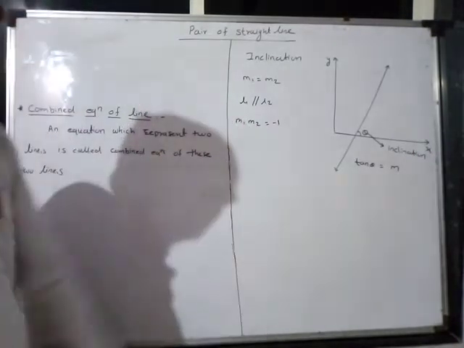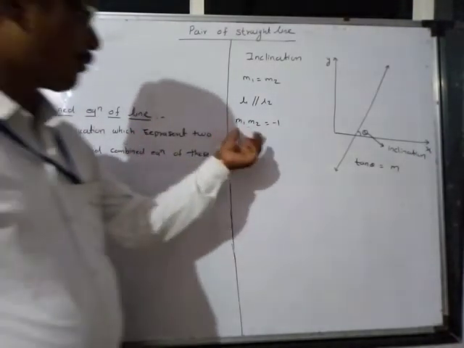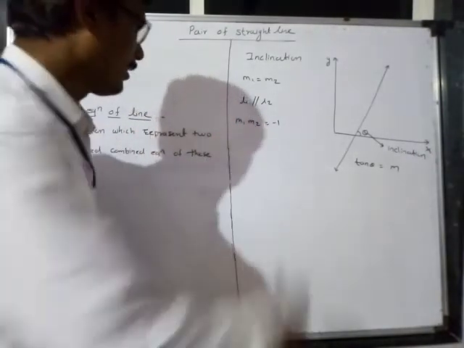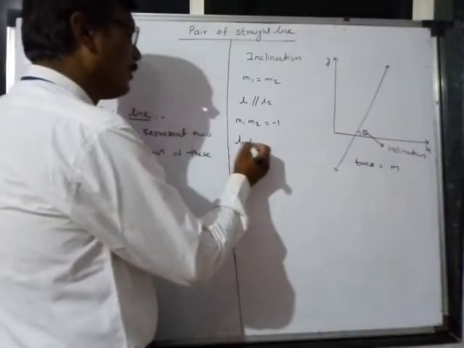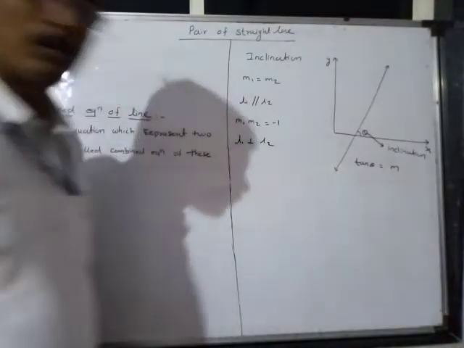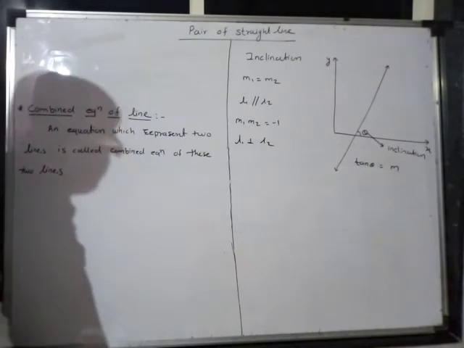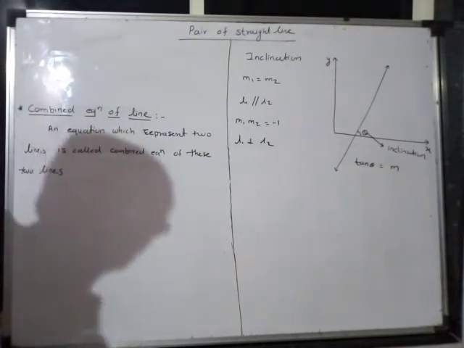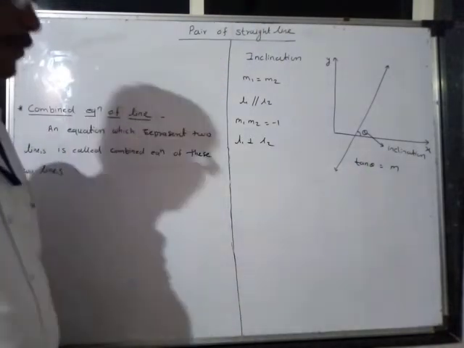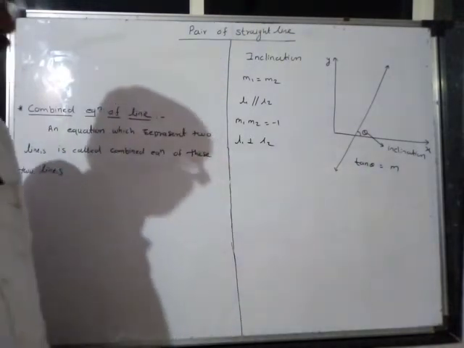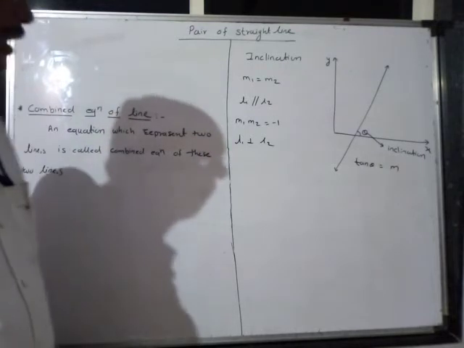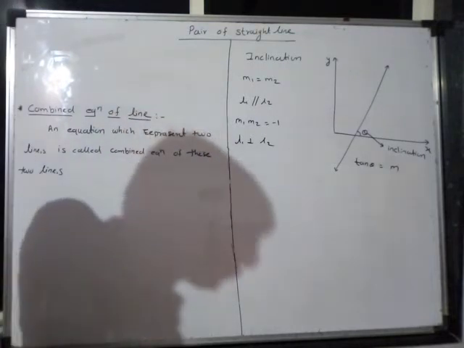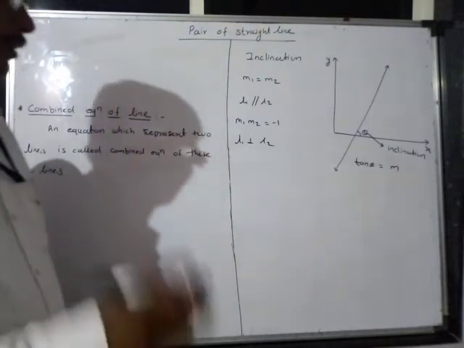That means if the product of the slopes of the two lines is -1, then the lines are perpendicular to each other, that is, L1 is perpendicular to L2. Also, we see the slope of the line parallel to the x-axis is 0. The slope of the line parallel to the y-axis is not defined, and so on.